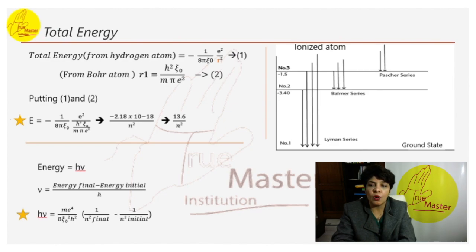This state is called the normal state. The name of the series is Lyman. What do we call this? Number 1 will be the Lyman series.